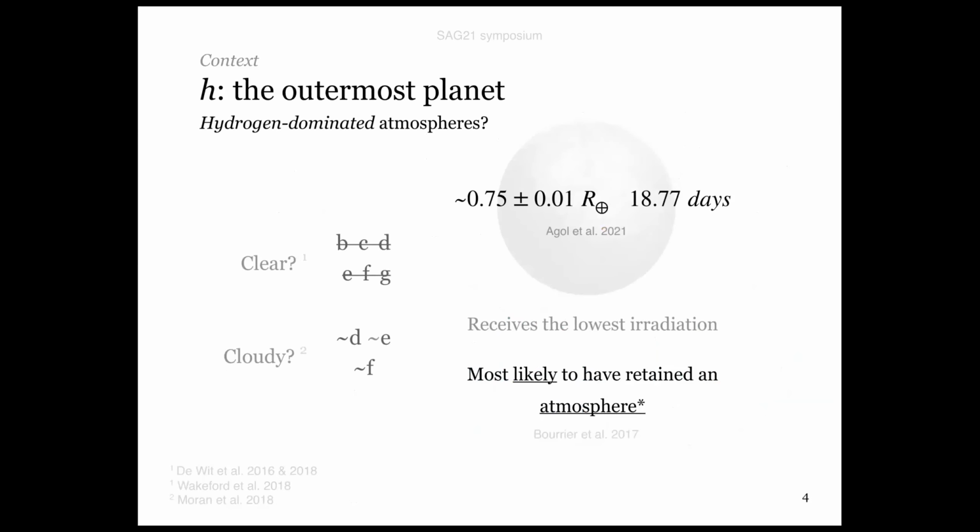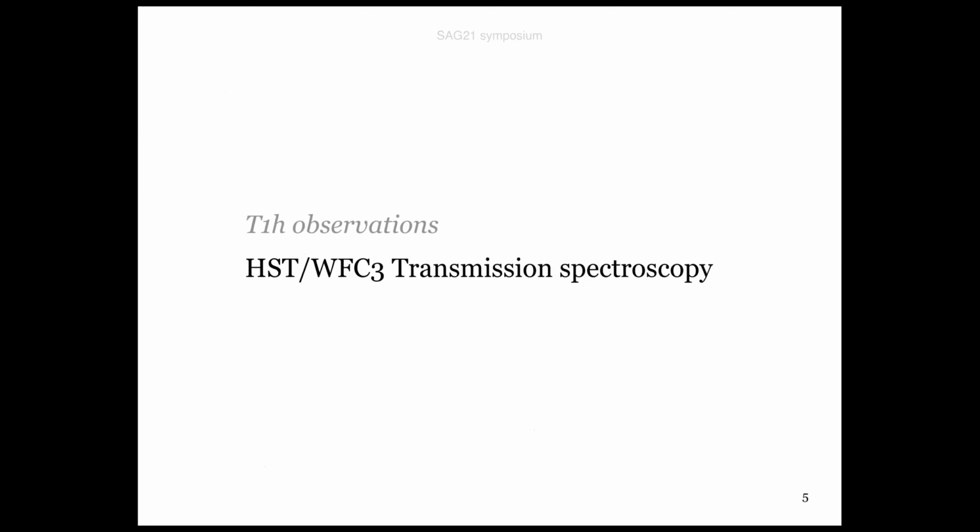So what do we know about these planets so far? Not a lot, but what we would like to know at first is if they retain or not a primary atmosphere, so a hydrogen-dominated one. We know it is not likely for B, C, D, E, F, and G in the case of a clear one. For a cloudy one, we don't know yet for D, E, and F, and mostly this is coming from Hubble Space Telescope measurements. But today we do not have yet any picture for Trappist-1h. Trappist-1h is the outermost planet. It receives the lowest irradiation, meaning it's also the most likely to have retained such an atmosphere. Hopefully we have some now, and that's what I will present.